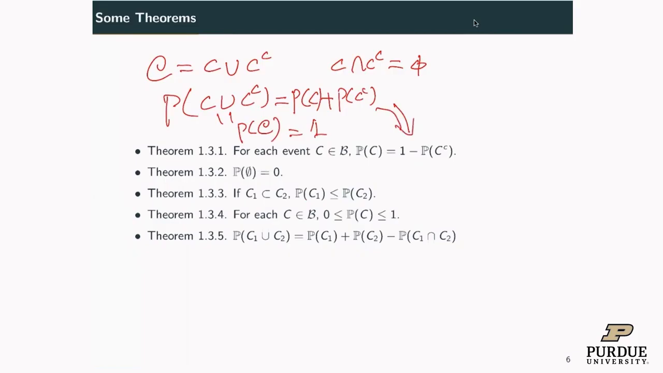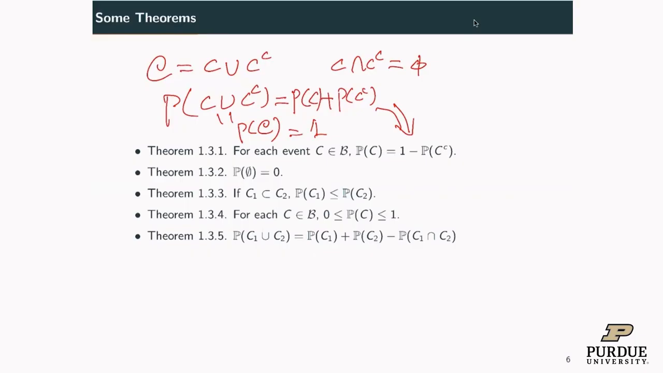Now, other theorems we can establish similarly. The probability of the empty set is 0. If C1 is a subset of C2, then the probability of C1 is less than or equal to the probability of C2. For any event, the probability is between 0 and 1. So we don't talk about negative probability. We also don't talk about a probability of 200%. That's not a probability. Probability is always between 0 and 1.